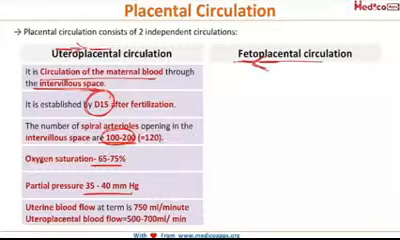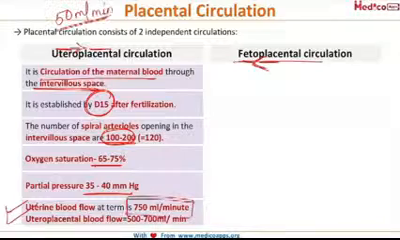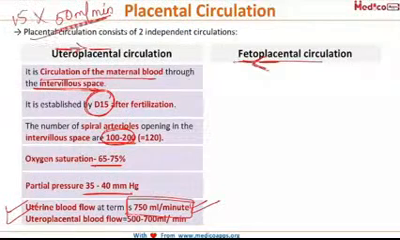Now a very important question is, what is the uterine blood flow at term? In pre-pregnant state, the uterine blood flow is 50 ml per minute, and this increases to 750 ml per minute at term. That is, it increases almost 15 times from that of the non-pregnant state. And now the uteroplacental blood flow at term, that is 500 to 700 ml per minute.